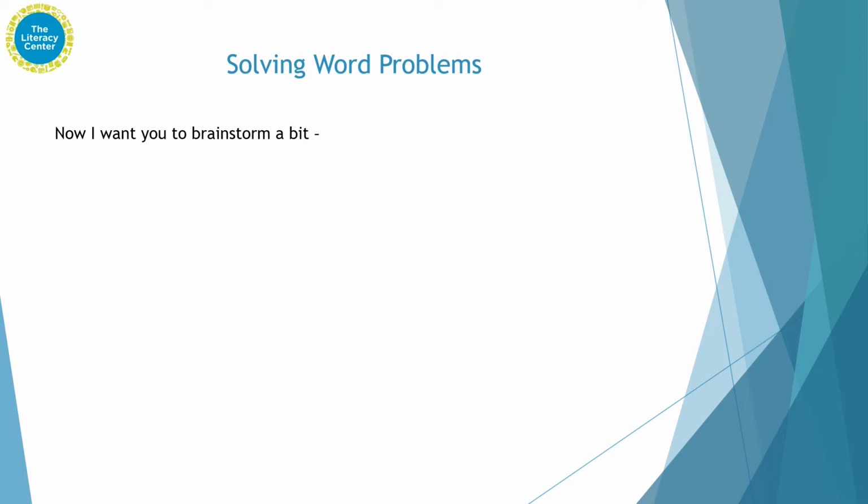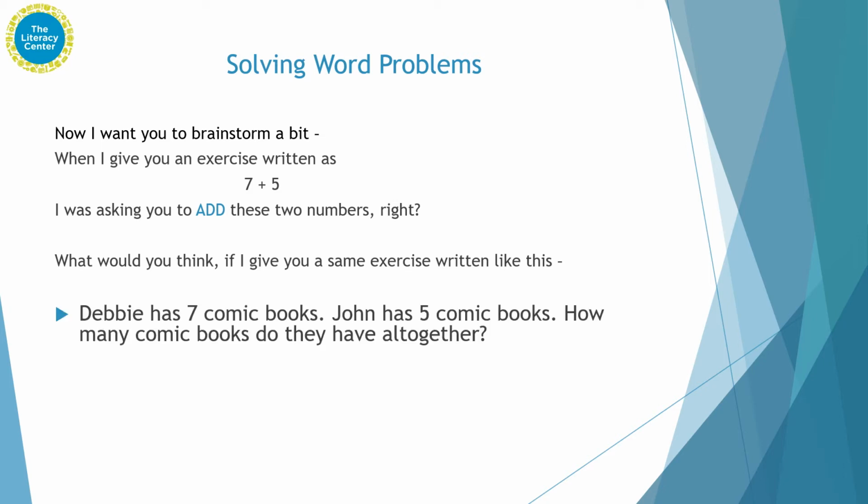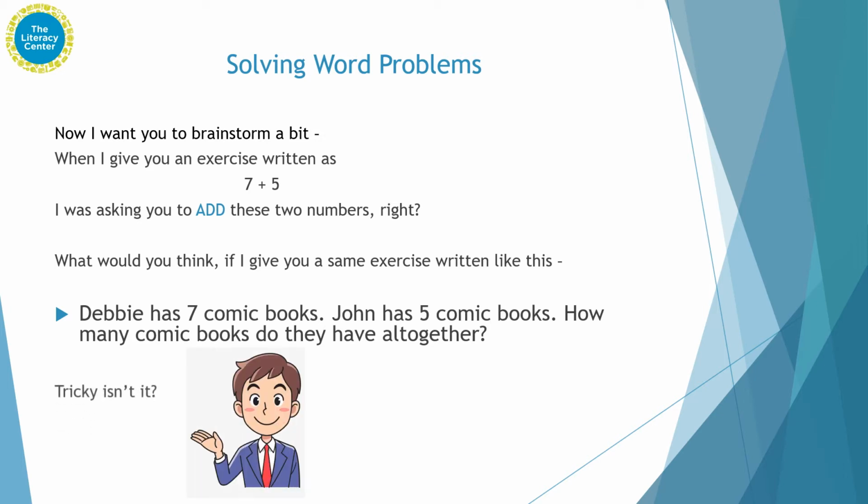Now I want you to brainstorm a bit. Well, I gave you an exercise written as 7 plus 5. What was I asking you to do? I was asking you to add these two numbers, right? Now this is interesting. What would you think if I gave you the same exercise written like this? Debbie has 7 comic books. John has 5 comic books. How many comic books do they have all together? Tricky, isn't it?